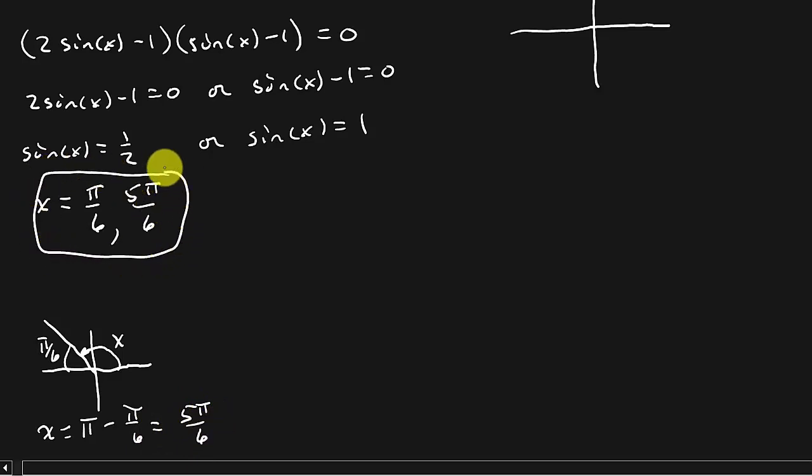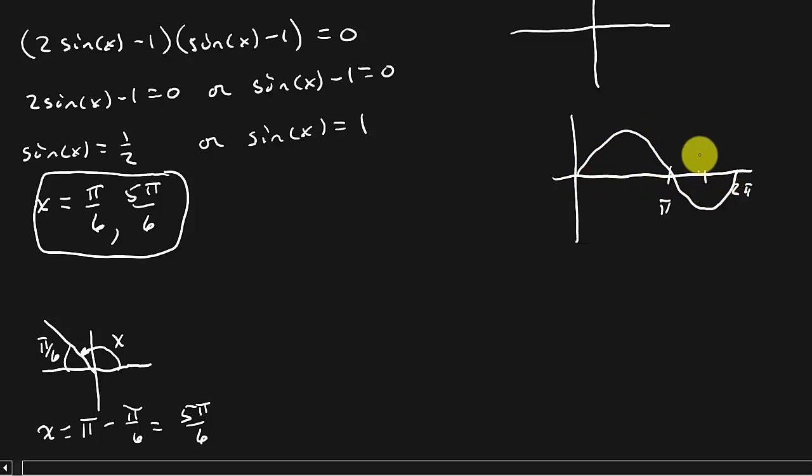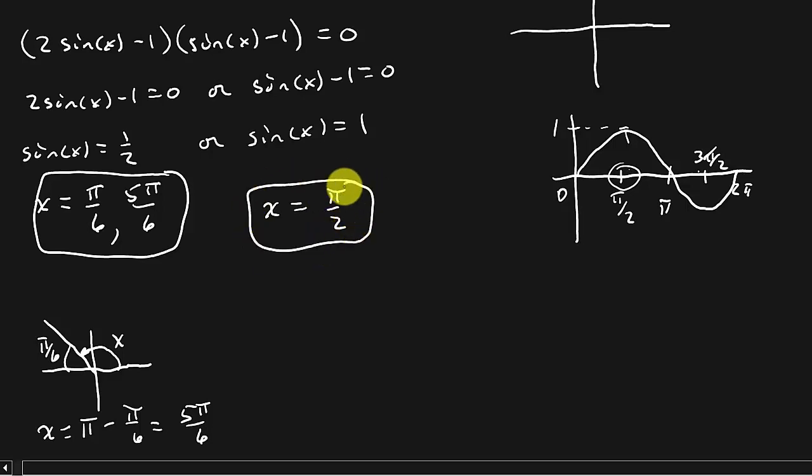And there's the solution. Now sine x equals 1. Remember what I told you earlier in the video: when you get sine or cosine equals 0, 1, or negative 1, just sketch the graph out if you don't have it memorized. So there's pi, there's 2 pi, there's 3 pi over 2, pi over 2, and 0. So where is sine equal to 1? Well, there's 1 right there at pi over 2. And there's your answer.